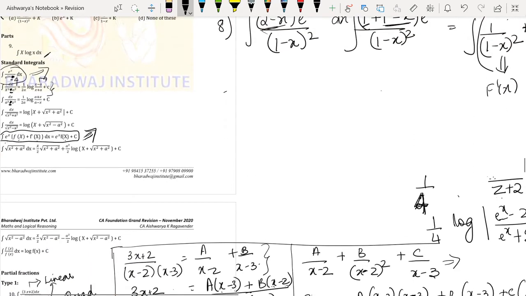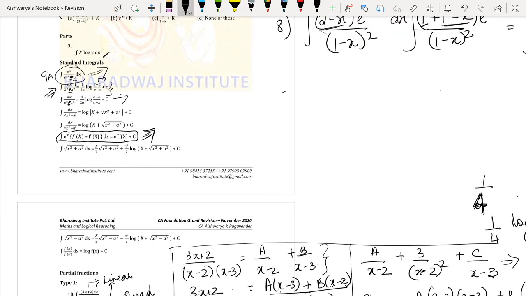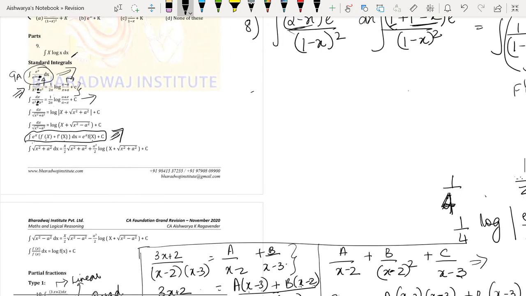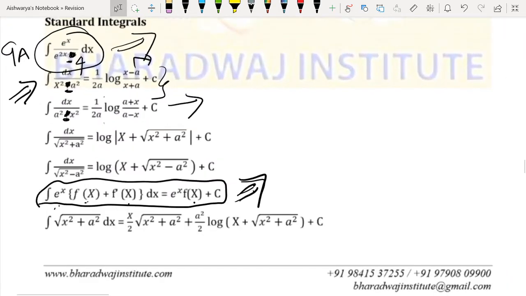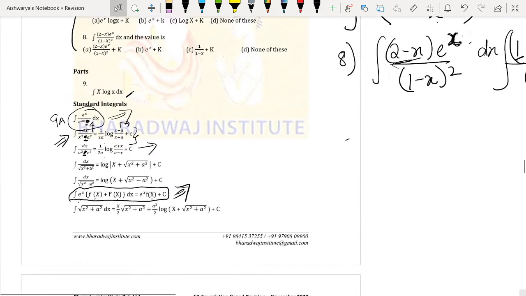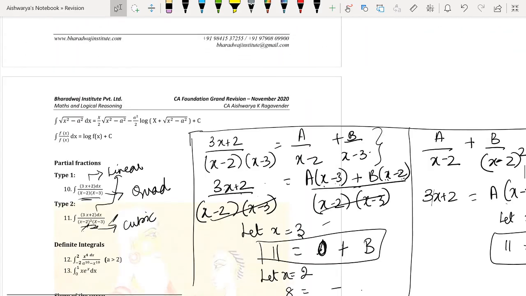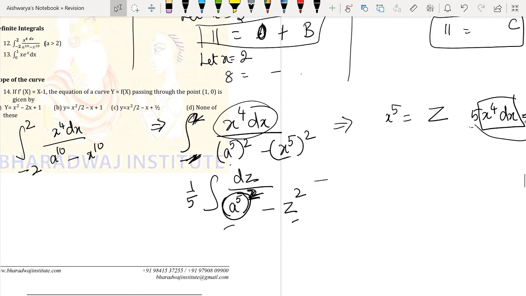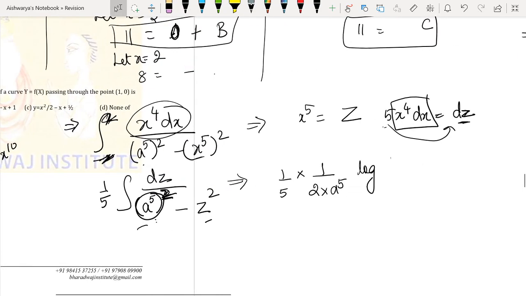We have learned the formula here, right? What is the formula for 1 by a square minus x square? Can you all see this? Is it too small? 1 by 2a log of a plus x divided by a minus x plus c. We are going to apply this formula now in this case. So what will happen when you apply this: 1 by 5, you keep it as it is, into 1 by 2a. 2 into a is a power 5. 2a log of, what was the formula? a plus x divided by a minus x. That is a power 5 plus z divided by a power 5 minus z.